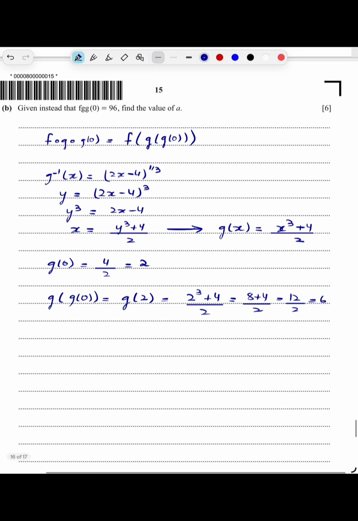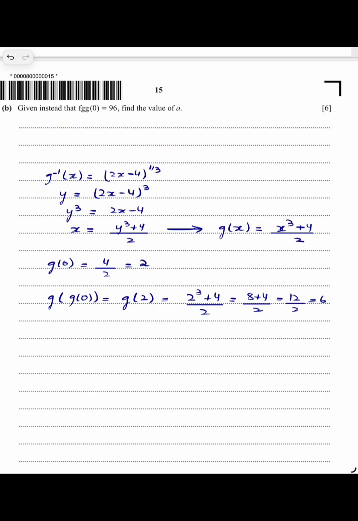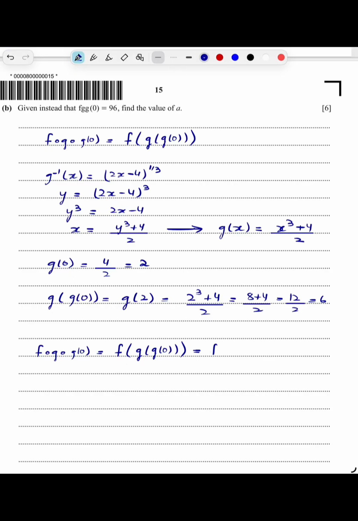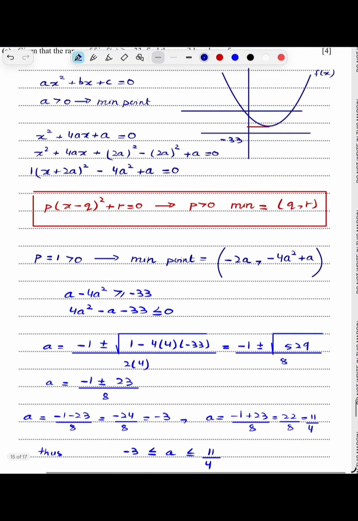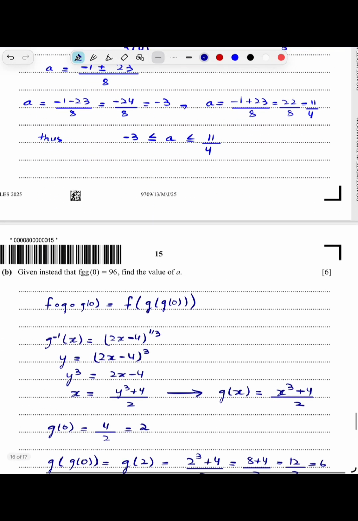Okay, so therefore what I'm looking for essentially is k. Oops, what did I do? I needed to copy this actually. So what do I need to put inside f? Inside f I need to put g(2), right? And the value of g(2) has come, 6. So I need to put 6 into the function. What was the function? x squared plus 4ax plus a.